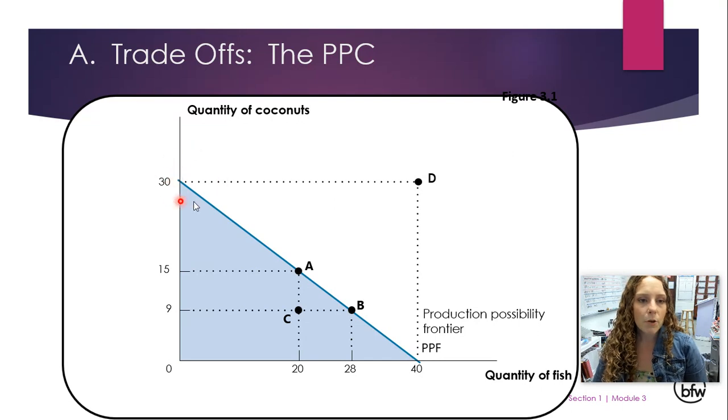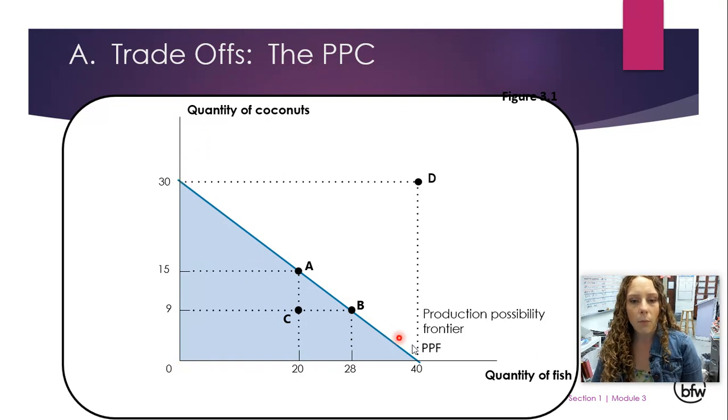Let me get my laser pointer back, because I think that's a little easier to see. They can produce as many as 30 coconuts. But if they were producing 30 coconuts, they wouldn't be producing any fish. If they put all their resources toward catching fish, they could catch 40 in, let's say this is a day, whatever time frame this is representing. But that would, of course, mean that they're not producing any coconuts. They're not gathering any of those because they're using all their time and their resources to catch fish.